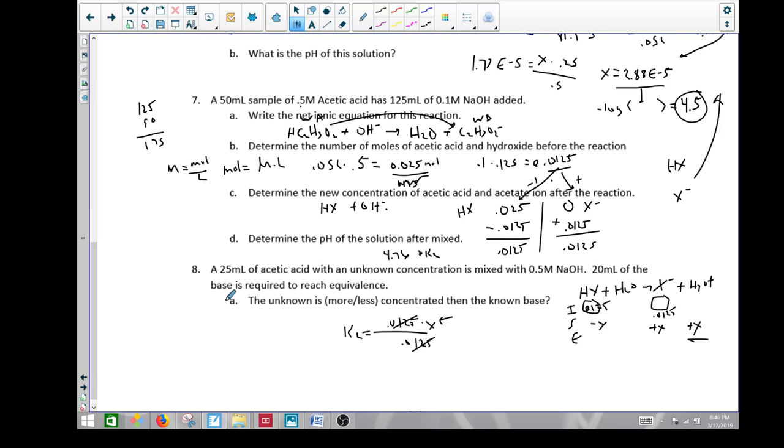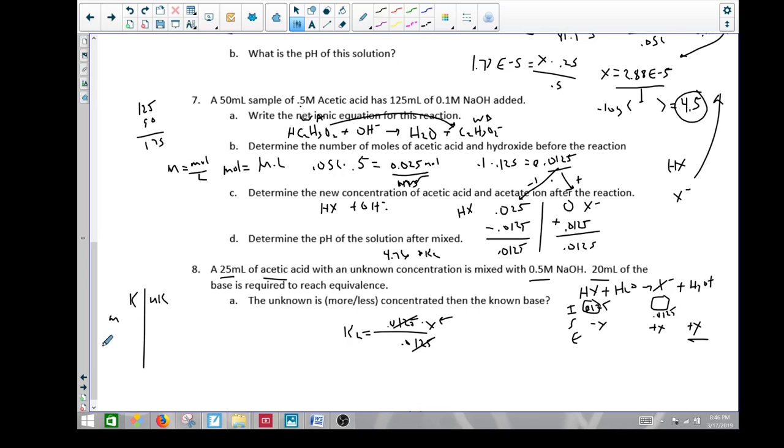25 milliliters of acetic acid with an unknown concentration is mixed with 0.5 molar NaOH. 20 milliliters of the base are required to reach equivalence. The unknown, which is the acetic acid, is more or less concentrated than the base? Well, there's 0.5 molar and 20 milliliters, and 25 milliliters required. So when we do this, we have our known and we have our unknown table.